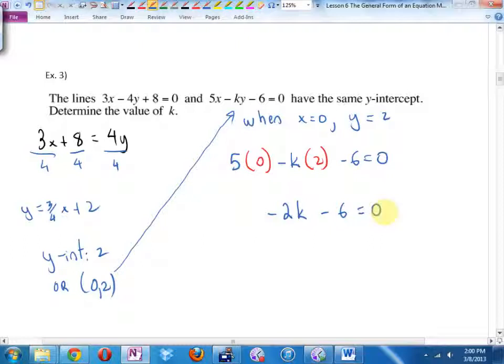Can I solve for k? Oh, how? Not going to divide yet. First, I'd plus 6 to both sides. You guys all wanting to divide first. Always divide last. Last thing you do. Negative 2k equals positive 6. Now what? Divide by negative 2. Divide by negative 2.